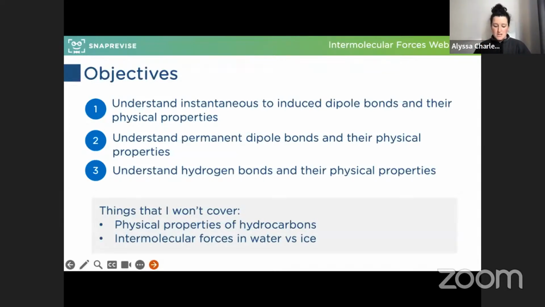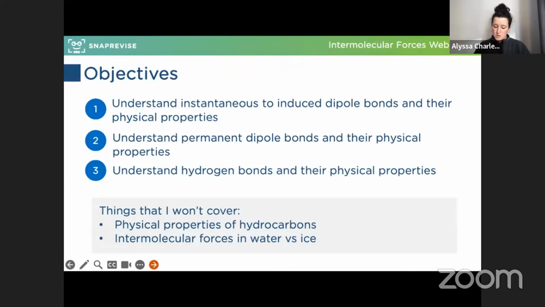Our objectives for this session: hopefully we will look at understanding instantaneous to induced dipole bonds and the impact they have on the physical properties of substances. We're going to look at understanding permanent dipole-dipole bonds and their physical properties. And we're going to look at hydrogen bonds and their physical properties. Those are the 3 main types of intermolecular force. We'll discuss some names and phrases as we go along.